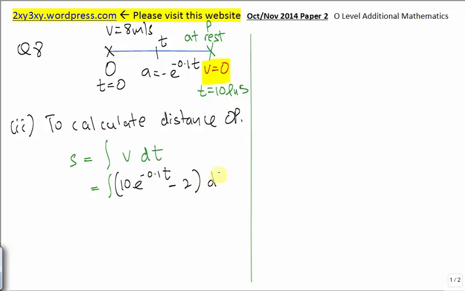The velocity expression from part 1, we know that is the expression 10e^(-0.1t) - 2. Okay, we have to integrate this with respect to t, and this will give us 10e^(-0.1t) divided by -0.1. Integrating a constant 2 will give you 2t. Don't forget about the plus c. So let's simplify this expression.